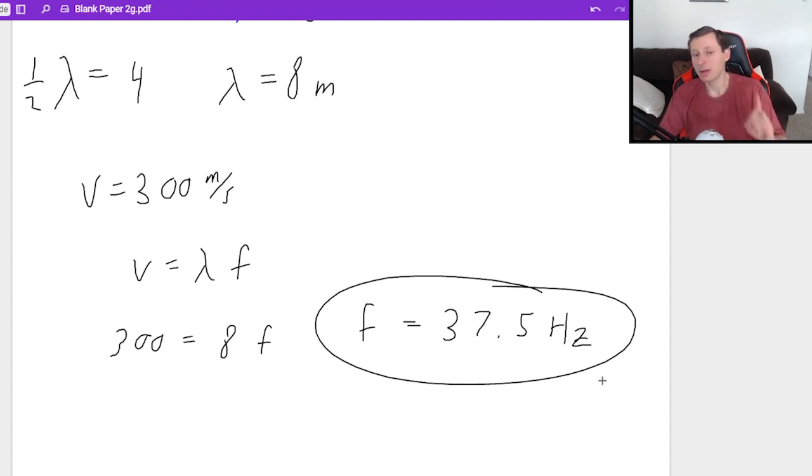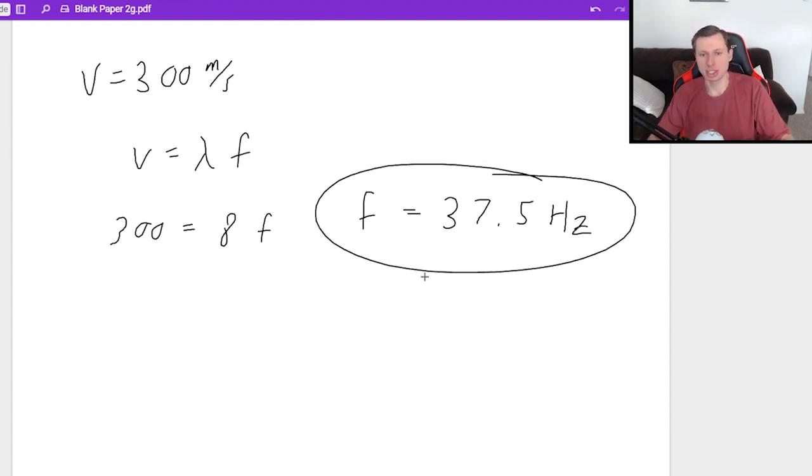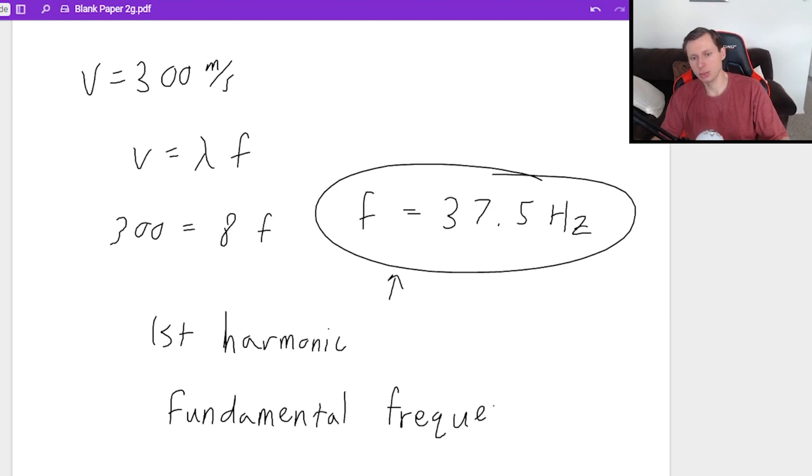Now, another very important concept we need to talk about is that the frequency we just found has a special name. It's got two names. The first name is the first harmonic, and you'll almost never hear it called that. You're almost always going to hear it called the fundamental frequency. Before I explain what the fundamental frequency is, let's talk about what the second harmonic and the third harmonic are.